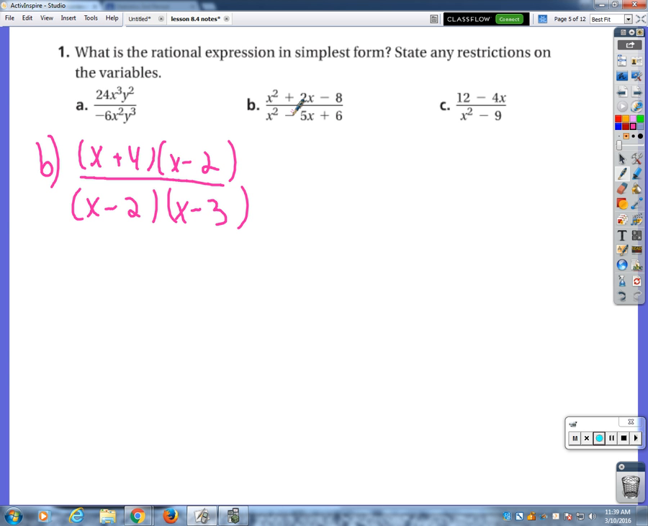Okay, so what can cancel? The x minus 2s. All right, so like Maddie was asking about, the first part of the question says, what is the rational expression in simplest form? That is x plus 4 over x minus 3. The second part of the question says, state any restrictions on the variables. Based on this factored form, what can x not equal? 2 and 3.